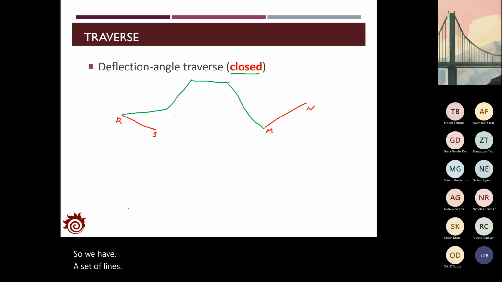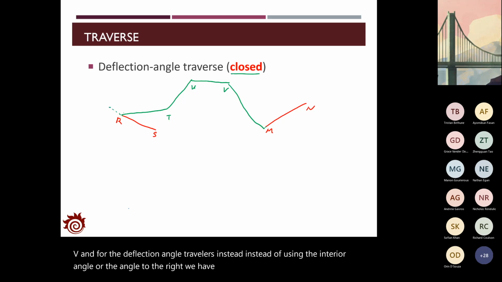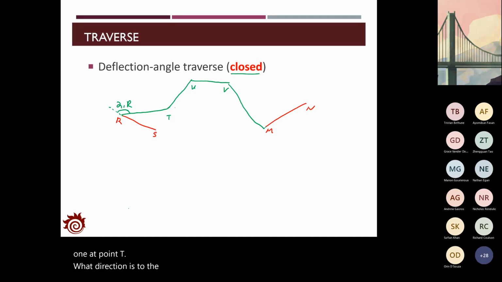So this is T, U, V, and for the deflection angle traverse, instead of using the interior angle or the angle to the right, we're going to introduce the deflection angle. So for the first one, we have the alpha 1 to the right, and for the second one at the point T, what direction is it? Is it to the left or to the right? Do you have any ideas about it? Do you know what the angle is? What's the direction? Left or right?